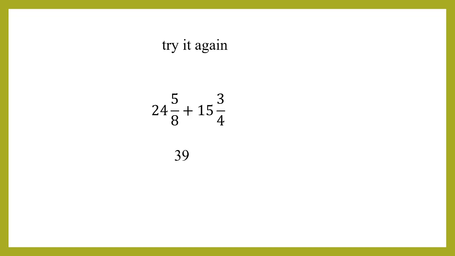24 plus 15 is 39. 4 times 5 is 20, plus 8 times 3 is 24, gives you 44. 8 times 4 is 32, so we end up with 39 and 44/32. In this case, the answer will simplify.